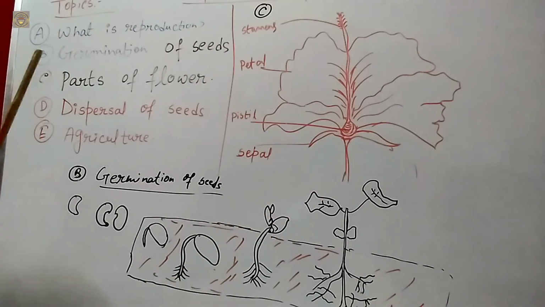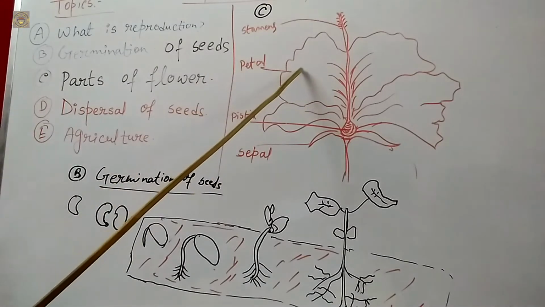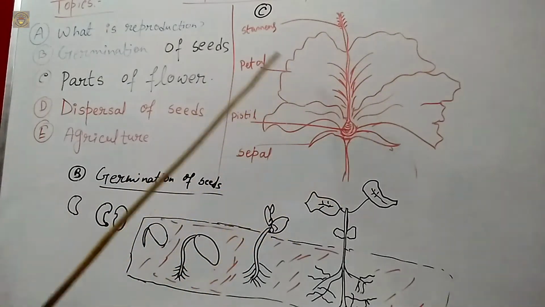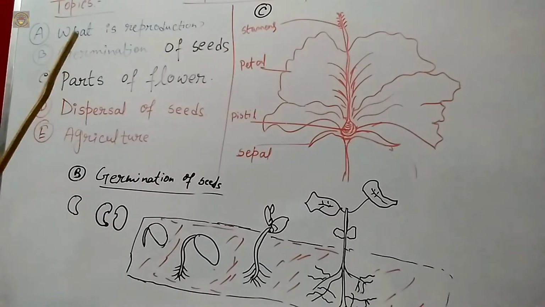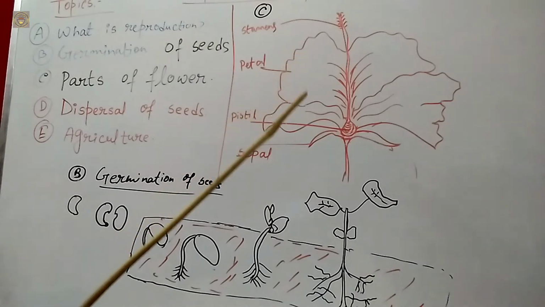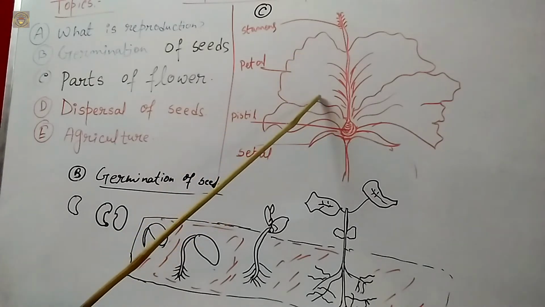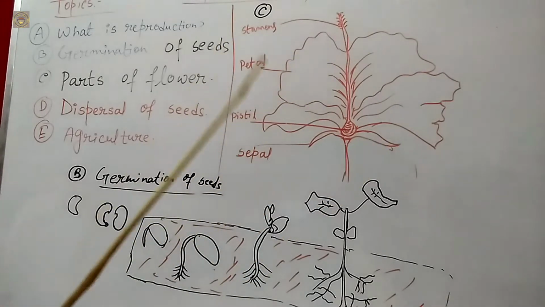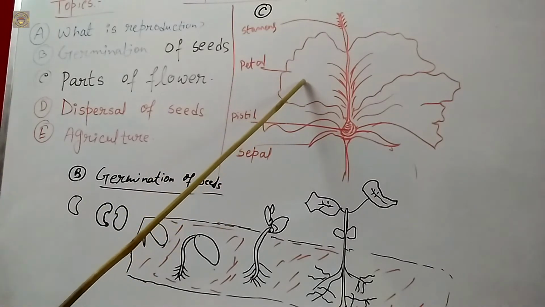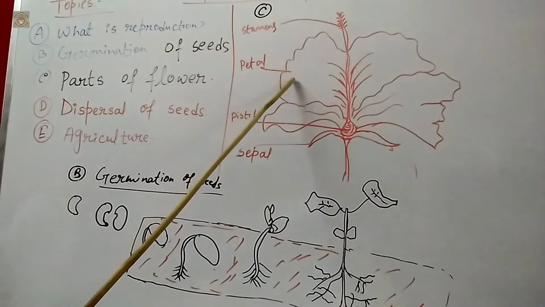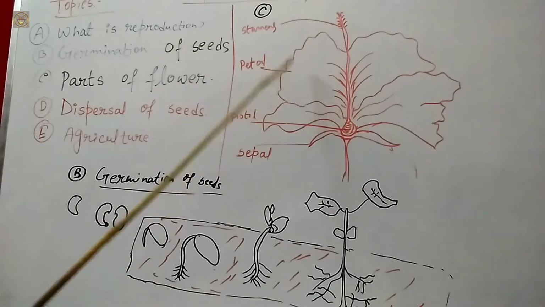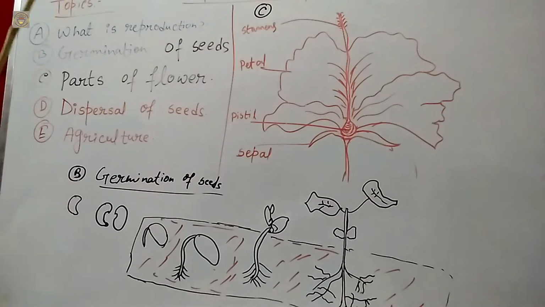Our next part is petals. This full area is called petals. Petals are brightly colored and attractive structures next to the sepal. After sepal, look, there is a petal. And this is most brightly colored, and it attracts butterflies, bees, and other insects.